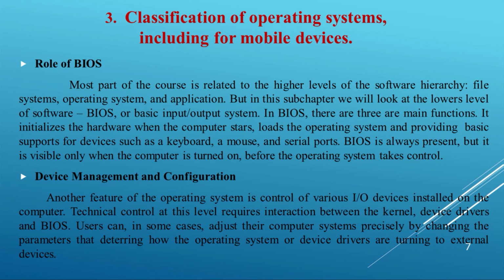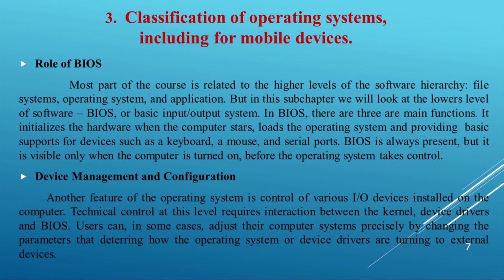In BIOS, there are three main functions. It initializes the hardware when the computer starts, loads the operating system, and provides basic support for devices such as a keyboard, a mouse, and serial ports. BIOS is always present, but it is visible only when the computer is turned on, before the operating system takes control. We also have device management and configuration.